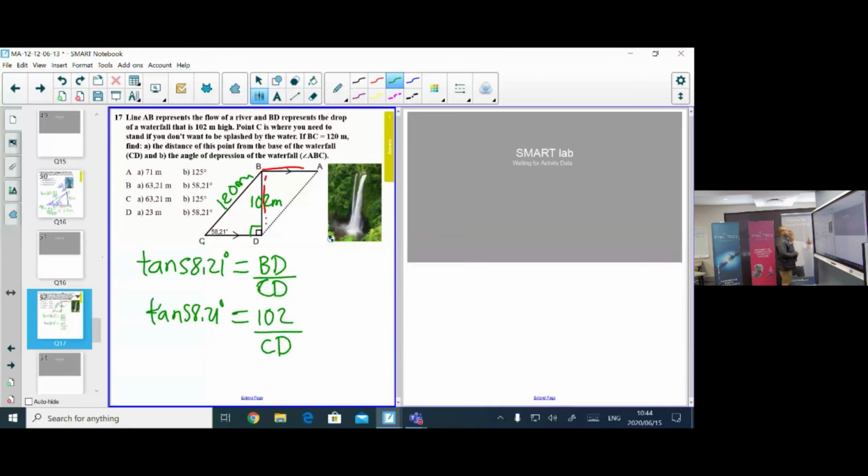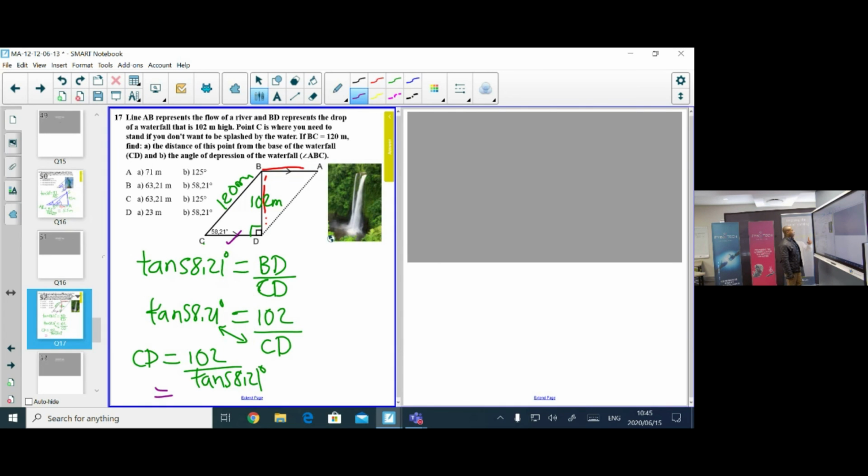Okay. So you need to just transpose, your CD comes on top. These two can exchange, but you can use your method of cross multiplying and all that. You will see that in the end you have your 102 over tan 58.21. Okay. So that should give you a particular value of CD from your calculator. And if you get that CD, put it on the diagram, you might need it.